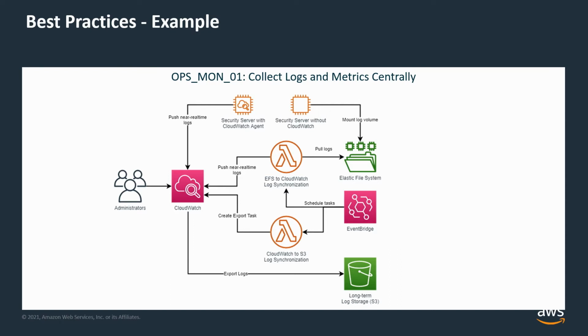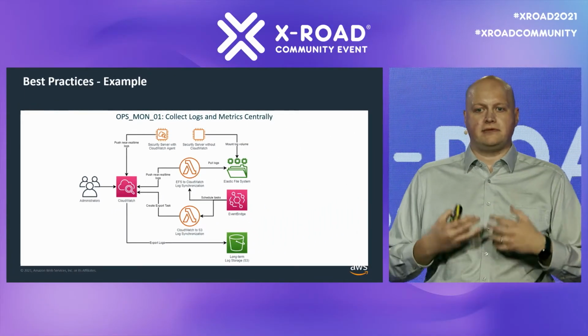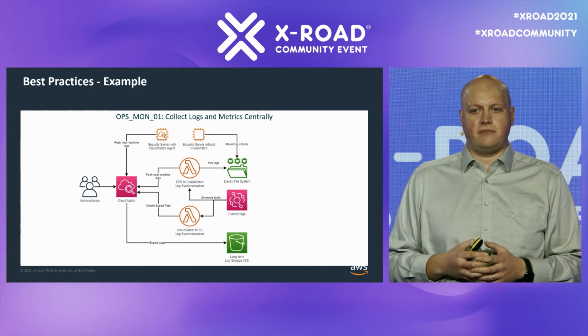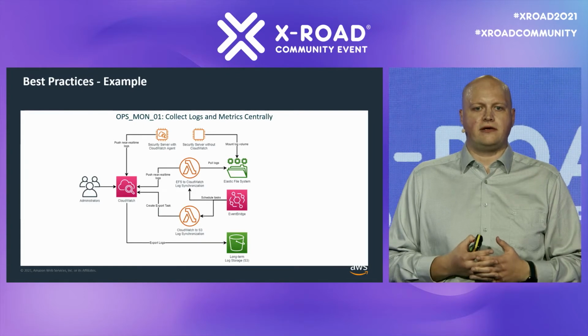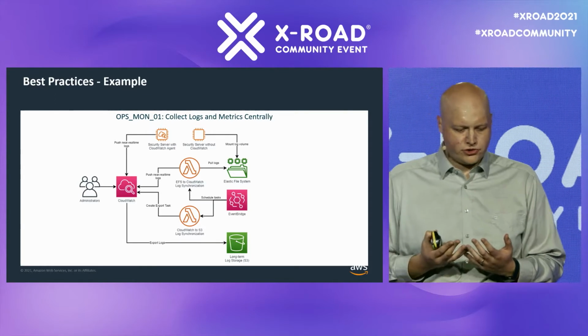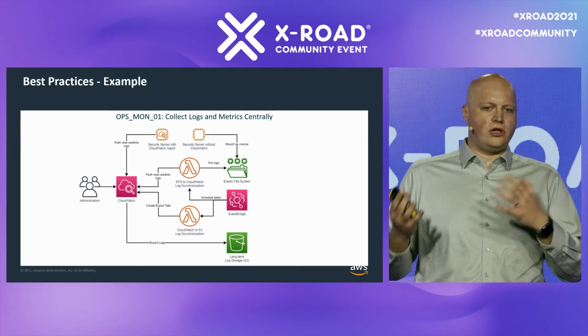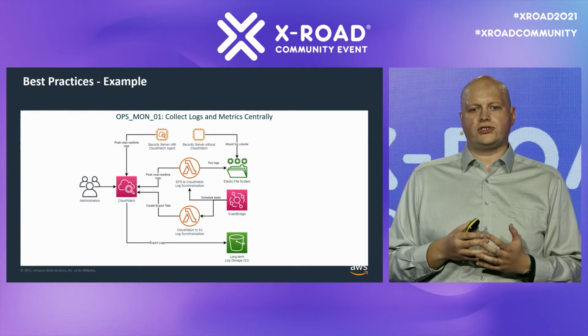You want to understand, okay, if something happened at time A, then what happened at the same time or a little bit later in other parts of the system. And this is why collecting logs and metrics centrally provides this specific requirement, or rather, how it satisfies the specific need.